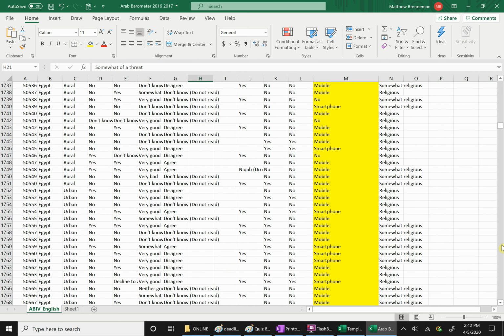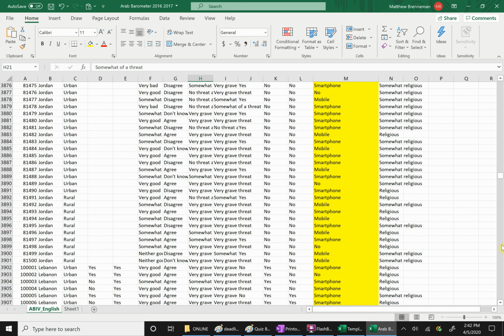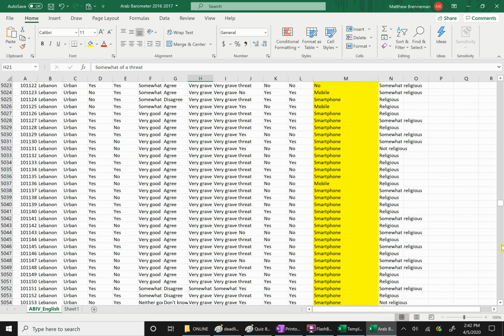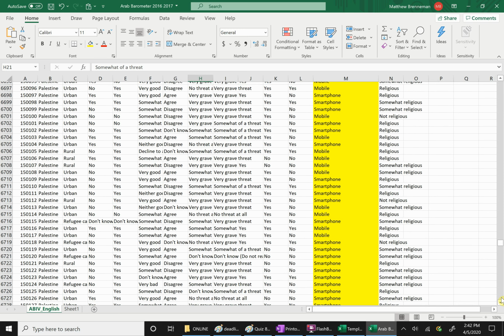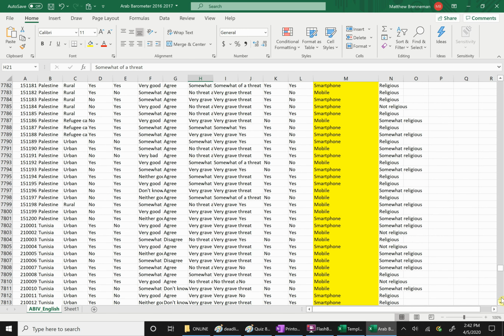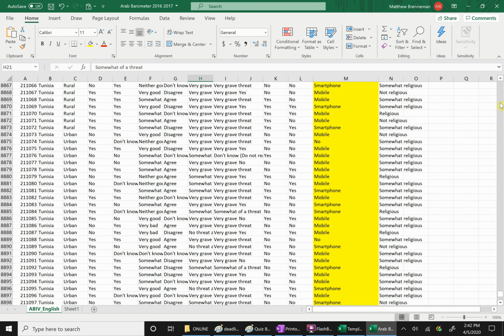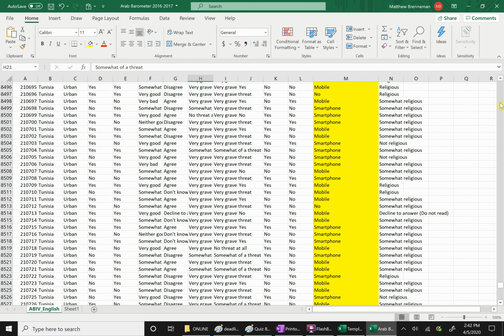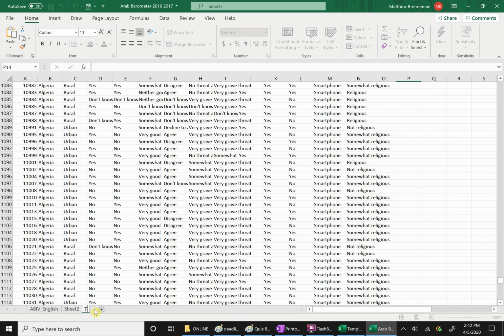So we have Algeria, we have Egypt, Jordan, Lebanon, Morocco, Palestine, Tunisia, and that's it. And let's go ahead and pick Tunisia. Tunisia and Egypt are very interesting because that's where the Arab Spring started. So what I'm going to do is find all the data values for Tunisia. I'm going to copy and paste it. I'll create a little sheet here called Tunisia.